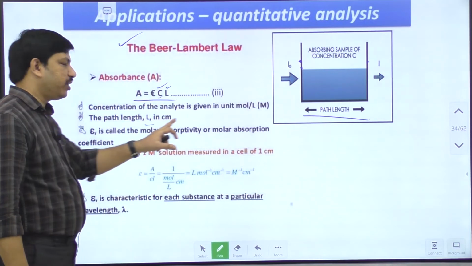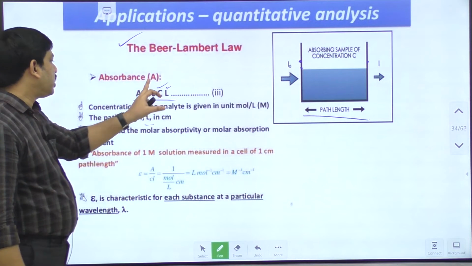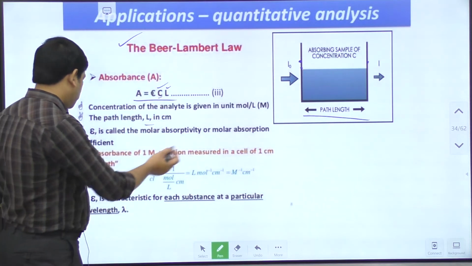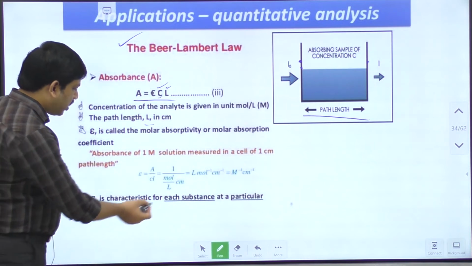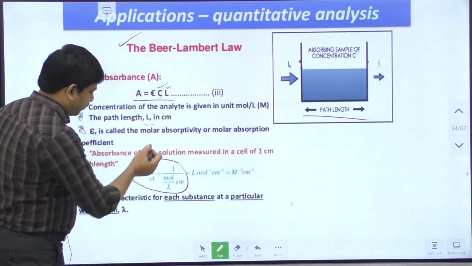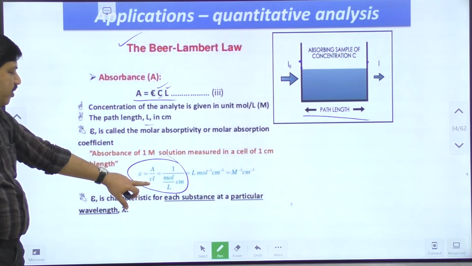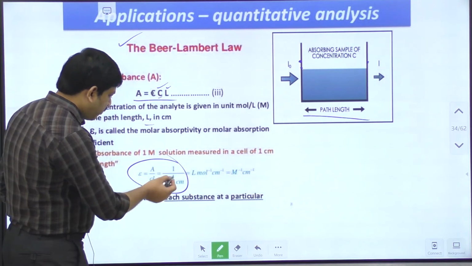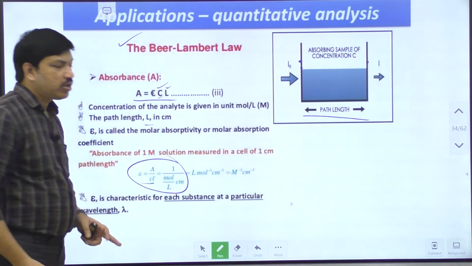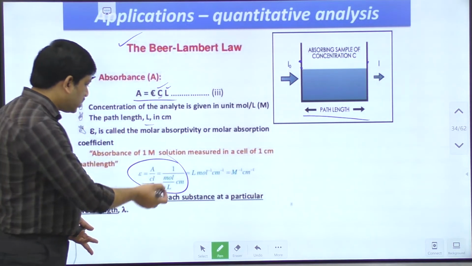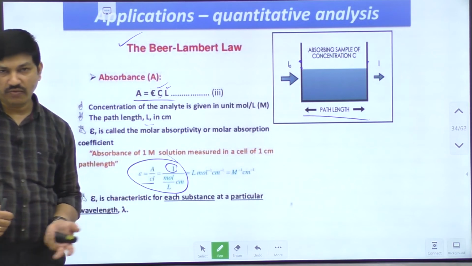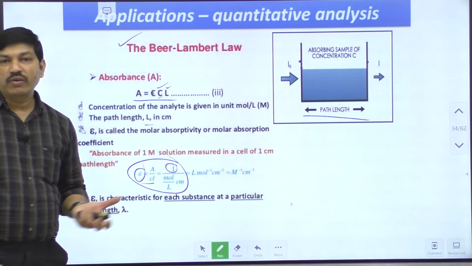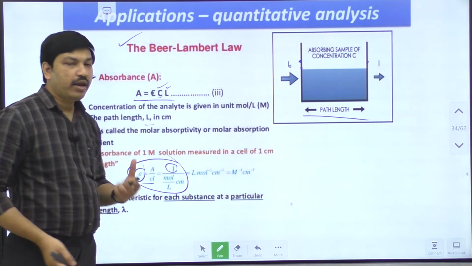So that is the path length, L value, and here epsilon is called the molar absorption coefficient or molar extinction coefficient. We can determine it using the following equation: epsilon is equal to absorption value divided by C into L. If we have unit concentration and unit path length, then the system has a unit absorption value. At that time, the epsilon value is defined as the molar extinction coefficient.